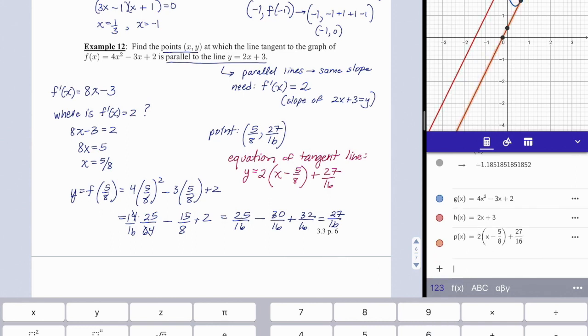It looks good, right? It looks like we have a line here that's tangent to the graph at the point we're interested in, and it looks like it's certainly parallel to that other line. So it's believable that our work was correct.